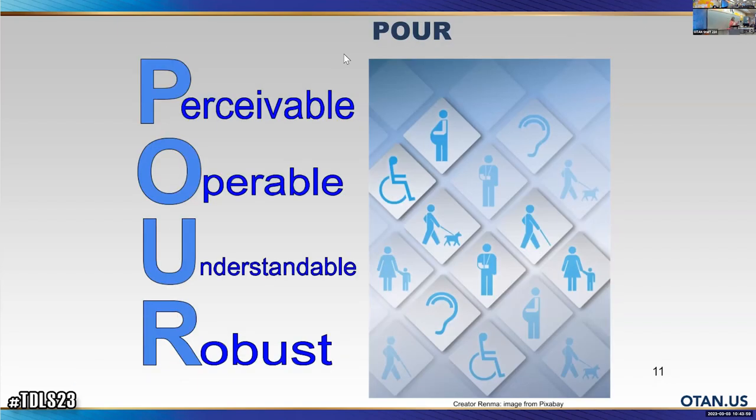As time has gone on, they have created an acronym, and you can Google it and you will get much information about this. The acronym is POUR, and it stands for things need to be perceivable, operable, understandable, and robust.